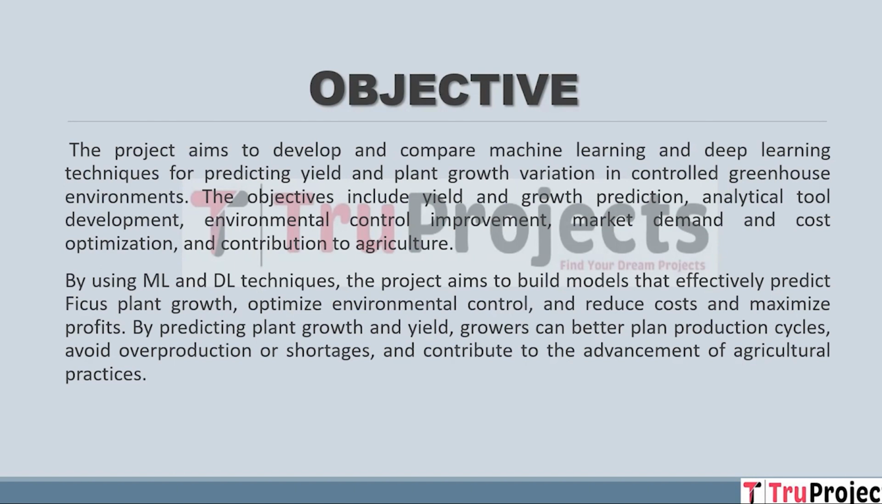This project intends to use ML and DL approaches to create models that can efficiently anticipate ficus plant development, optimizing environmental control and reducing expenses, and also maximizing revenues. Growers can better manage production cycles and avoid overproduction or shortages, and also contribute to the progress of agriculture methods by anticipating plant growth and yield.